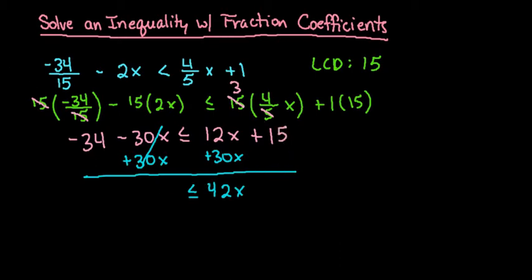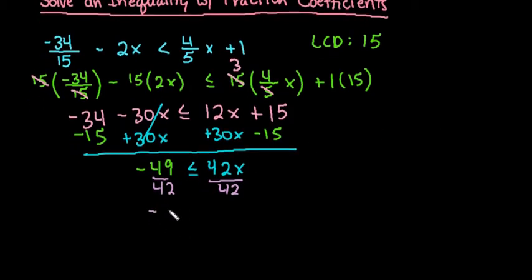With this, I'm going to take all of my non-variable terms to the opposite side, so I'm going to subtract this 15. And when I do that, I get negative 49. Remember that since they're the same, I really add them and keep the sign. And then my final step is to get x by itself, so I would divide both sides by 42. This does reduce because both 49 and 42 can be divided by 7. So this would reduce to negative 7 over 6.